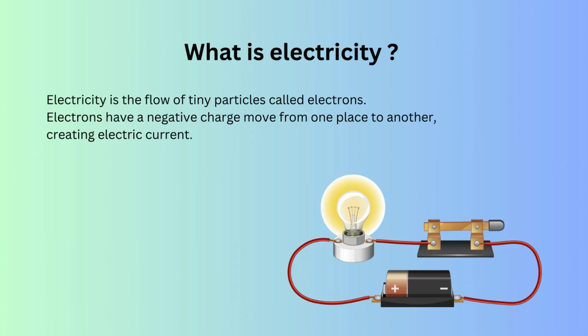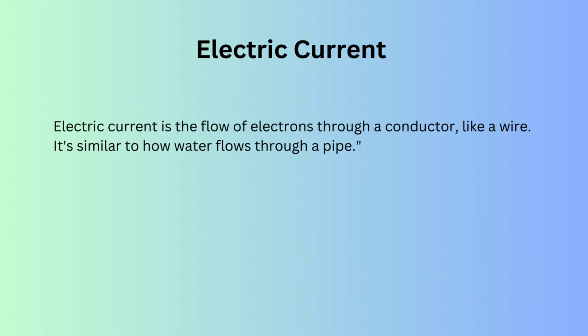So, electricity is the flow of tiny particles called electrons. Electrons have a negative charge, move from one place to another, creating electric current. What is electric current? Electric current is the flow of electrons through a conductor like a wire. It's similar to how water flows through a pipe.